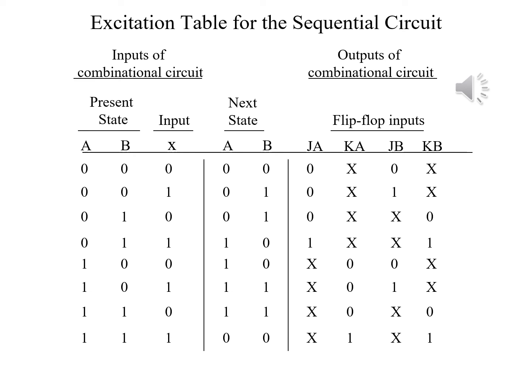And here you can see the completed excitation table. If you look, you'll see that the variables that we are looking to determine values for, in terms of the present state of A and B and the external input of X, are JA, KA, JB, and KB. In all four cases, we have 4 don't care conditions. In the case of A, we have one instance for both J and K where they will be 1. And in the case of JB and KB, 2 instances where they will be 1.